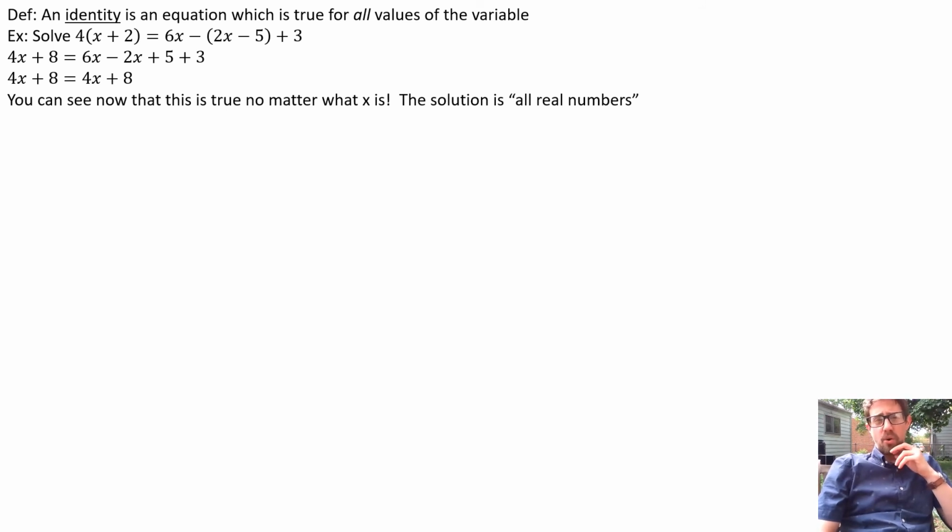Okay, so you could write all real numbers. You could also just write all numbers, because we don't really have any kinds of numbers that aren't real. Write that. Just write all real numbers or just all numbers, right? Because x doesn't have a specific solution. It has infinite solutions. Every number is a solution.